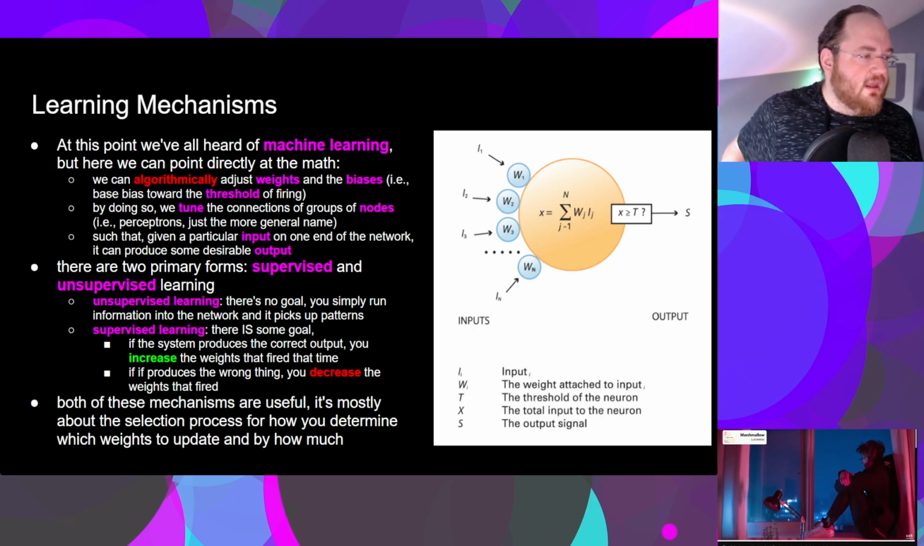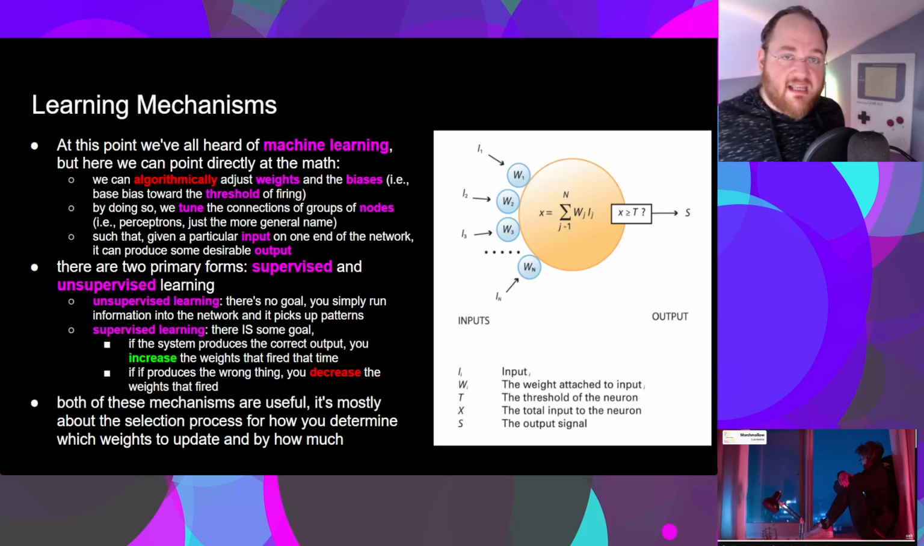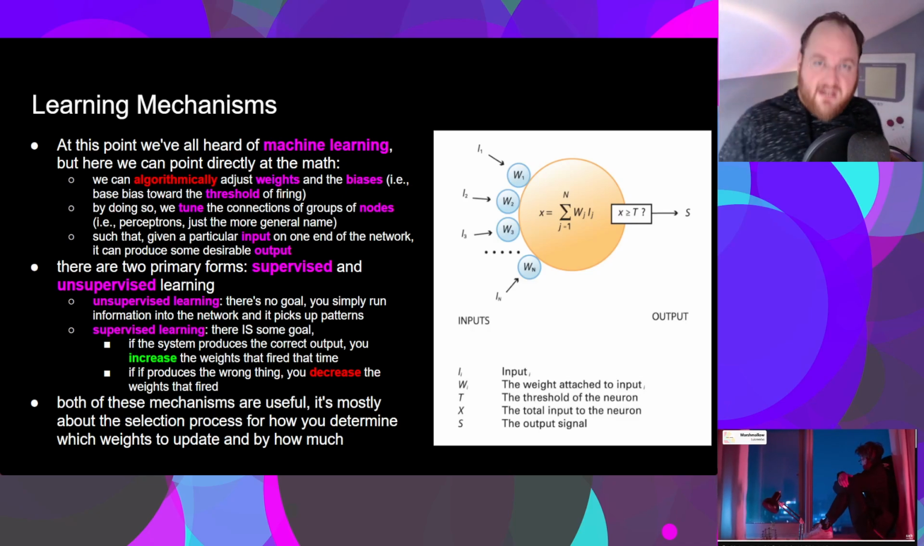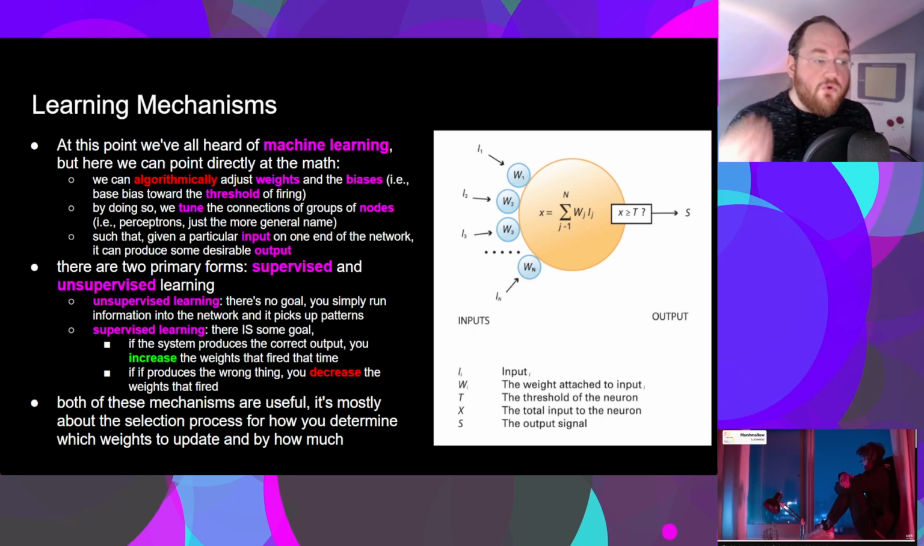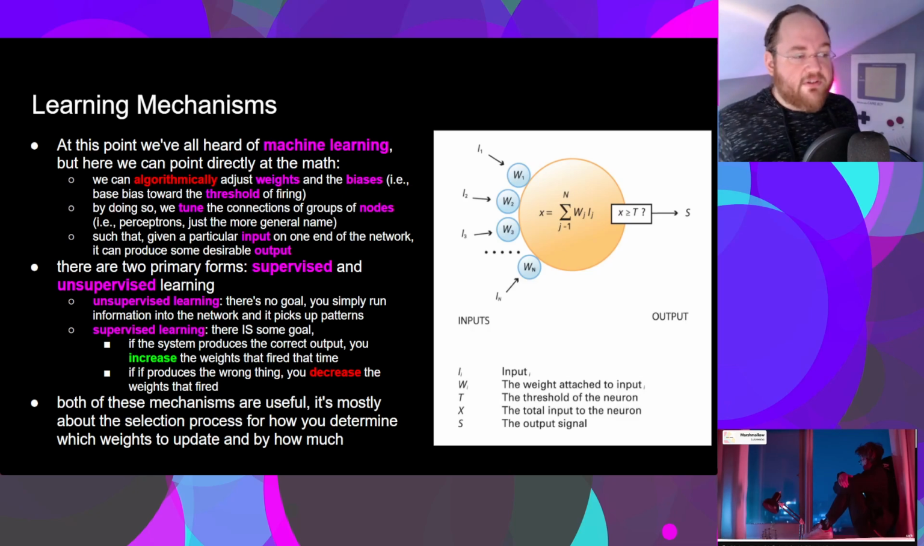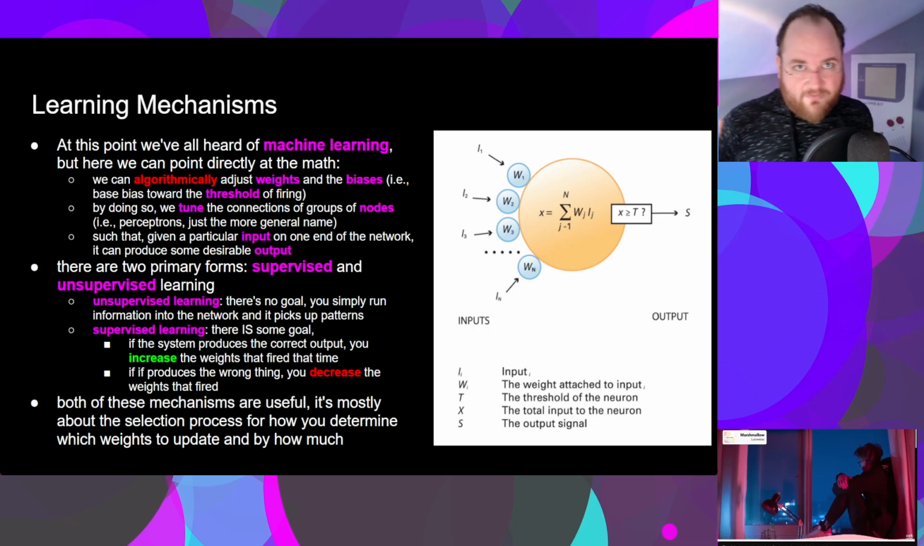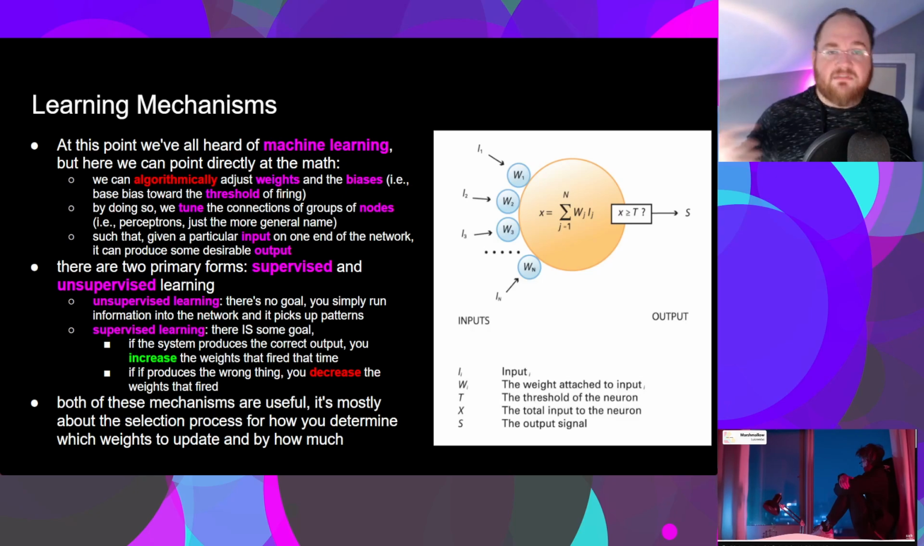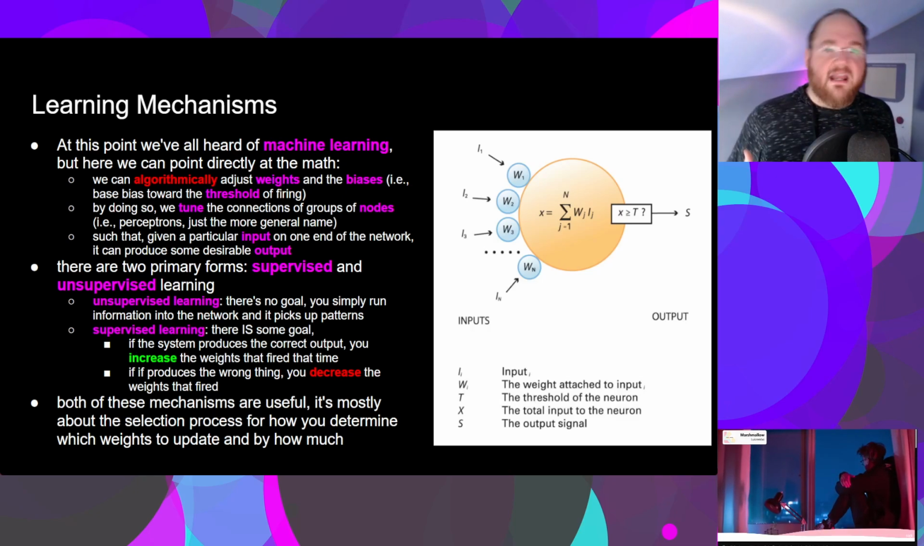So we can adjust these things continuously using training, right? Doing a training algorithm. The point of it is to tune the connections between groups of nodes and within groups of nodes. I'm calling them nodes like that. A single node would be a perceptron. There's other kinds of nodes now, slightly different tweaks, different activation functions and stuff. So that given a particular input on one end of the network, like we've been talking about, it can produce some desired output, like the cat image, right?